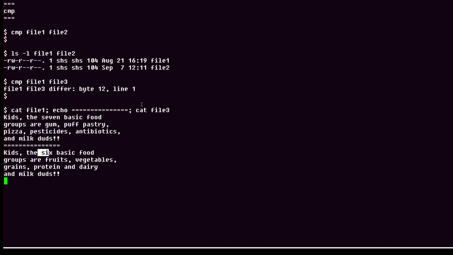Well, that is your Linux tip for the cmp command. It tells you if files are different, and if so, reports the location of the first difference.